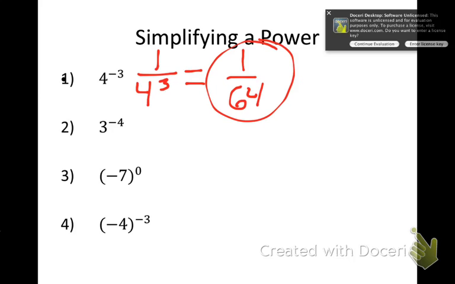3 to the negative fourth. Again, I don't like negative exponents. How could I re-express that, Sage? 1 over 3 to the fourth. Does anybody know what 3 to the fourth is? 81. So 1 over 81.